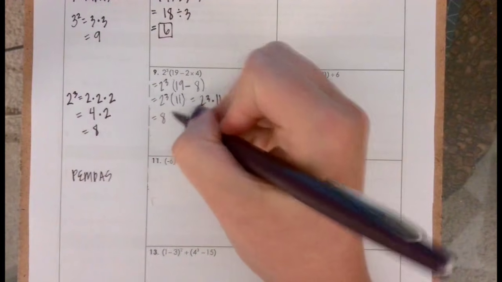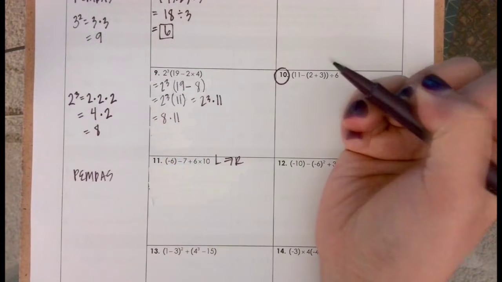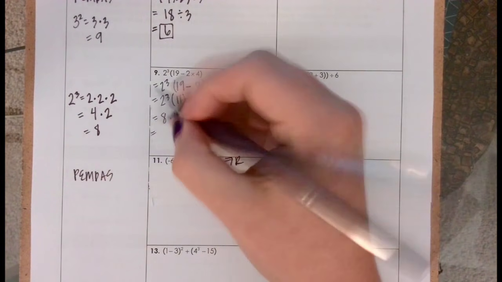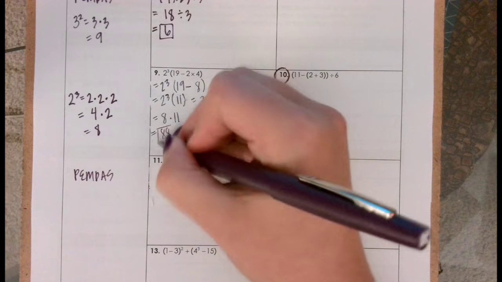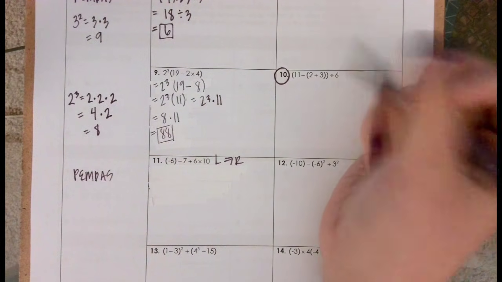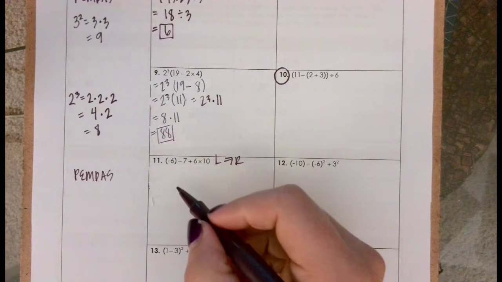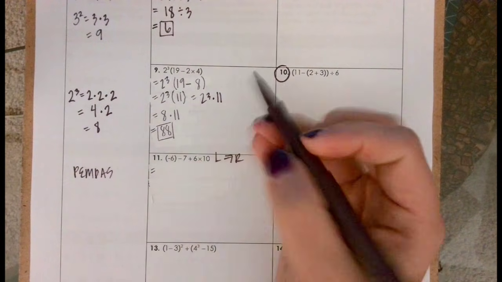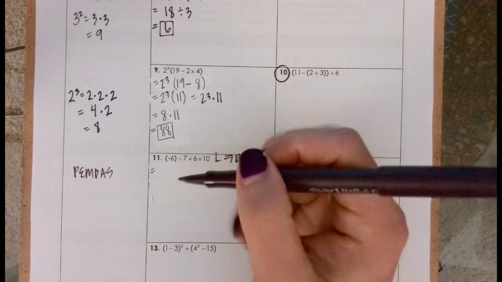So 8 times 11. Now I'm going to do multiplication and division, whichever comes left to right. 8 times 11 is 88. That's my final answer. I'm going to box it in. I want you to circle number 10 and move on to number 11. Remember, left to right, parentheses first.